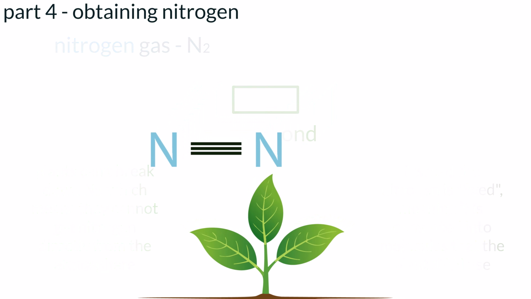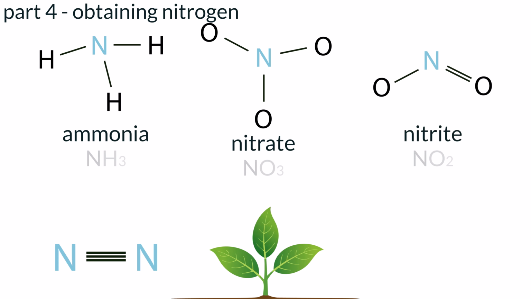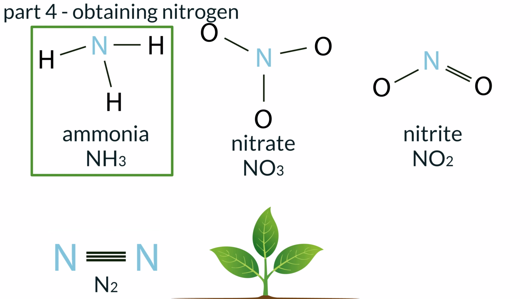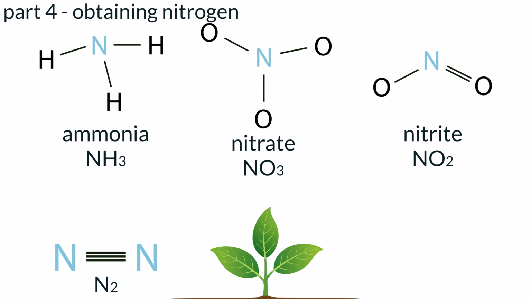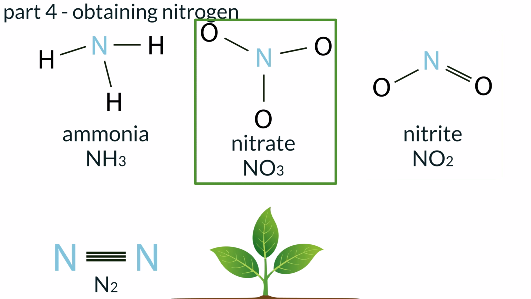Examples of fixed nitrogen include ammonia, nitrate, and nitrite. The formulas below show the common nitrogen-containing molecules found in nature. As we saw before, nitrogen gas contains two nitrogen atoms. Ammonia contains one nitrogen atom and three hydrogen atoms. Nitrite contains one nitrogen atom and two oxygen atoms. And finally, nitrate contains one nitrogen atom and three oxygen atoms.